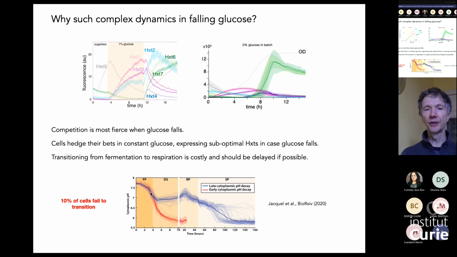But about 10% of the cells fail to do this. So when the glucose runs out, they're unable to switch to use the ethanol and they die. So there's this red line with it getting more and more unhealthy. And so it's possible, it looks like this transition from fermentation to respiration, which they need to consume ethanol, is very costly. And so perhaps you can imagine it should be delayed as much as possible. And so again, this high expression here may be to try and enable fermentation to keep happening in the hope that perhaps glucose will return. So that the switch to respiration never needs to happen.